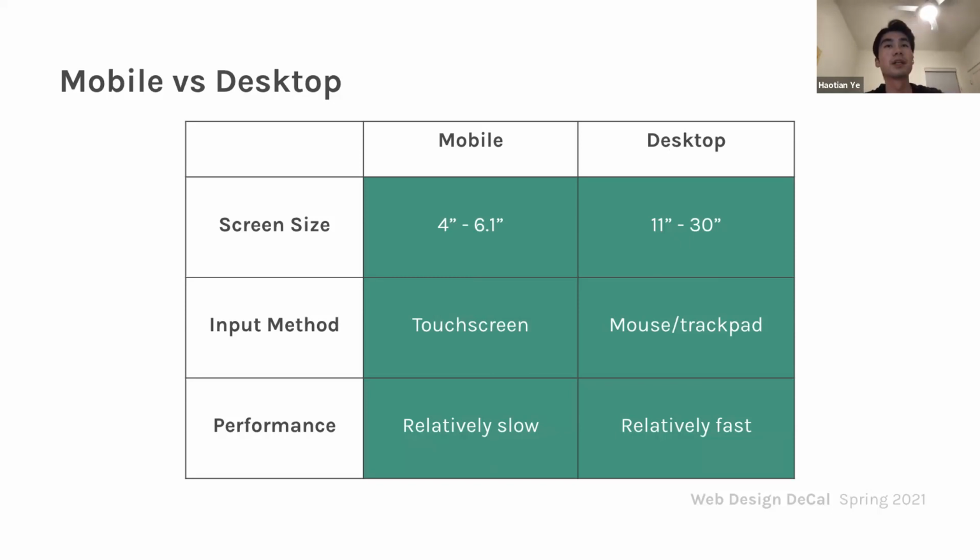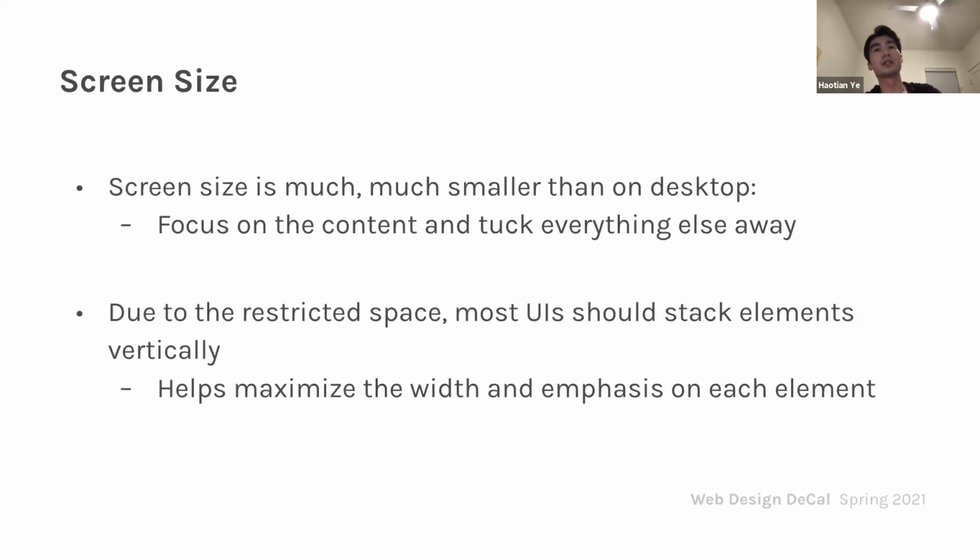So first of all, screen size, again, is super small on a phone. So you really want to focus on the content itself and tuck away everything else. If you have extra decorations here and there that you had on your desktop view, you probably don't have the capacity or the space to put that on a mobile view. And due to the restricted space, your interface should have a stack structure, like a vertical column structure. Like when I have a row on a laptop, I might not be able to have a row on my phone, so I would have to stack that in a column format.